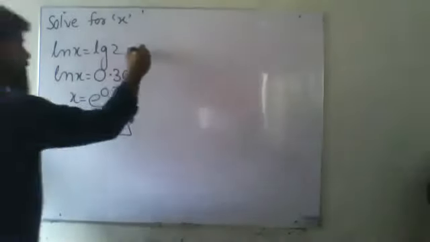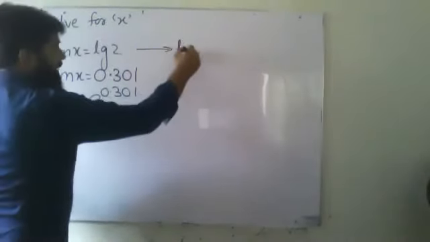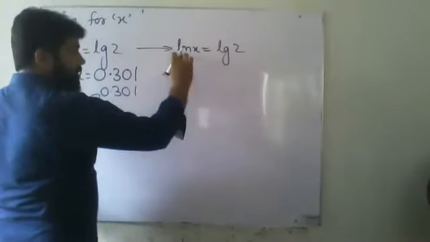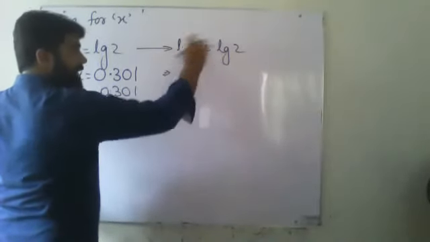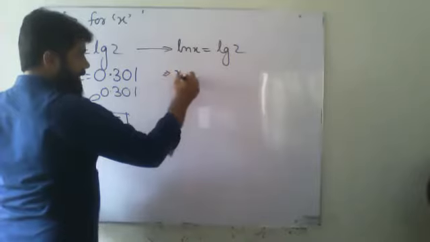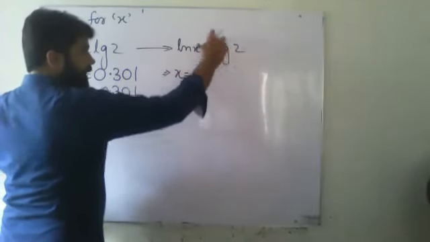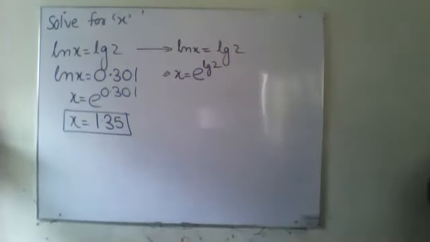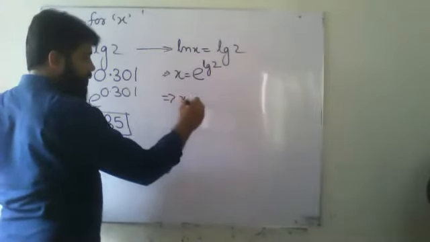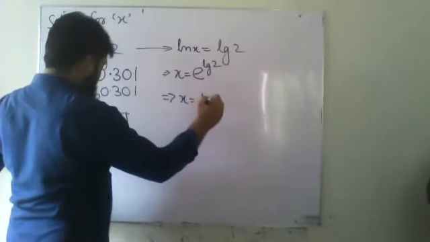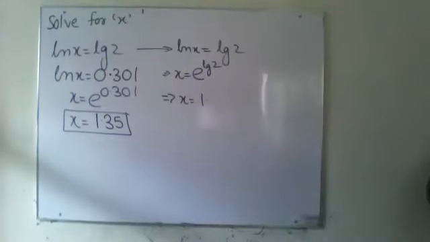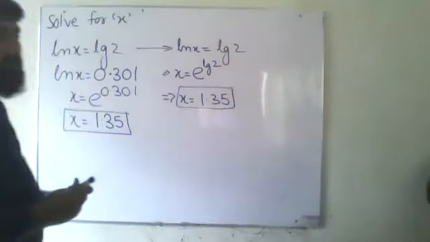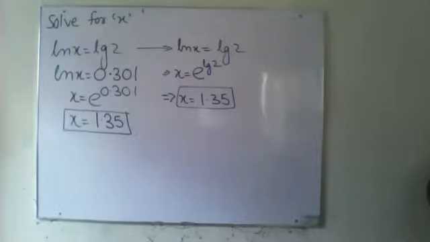Another way to solve this question is ln x equals to lg2. Okay, how will I solve it? I'm not using calculator right now. I'm directly shifting ln on the other side. x equals to exponential, and whatever is there, that will become the power of exponential. Okay, so when you will simplify this whole thing in the calculator, the answer is coming 1.35 again. Okay, these are the two ways to solve this question.